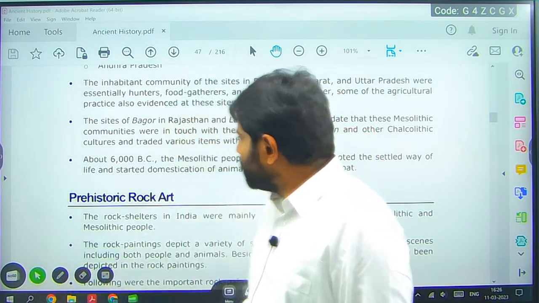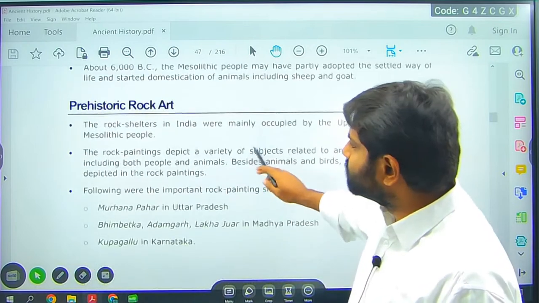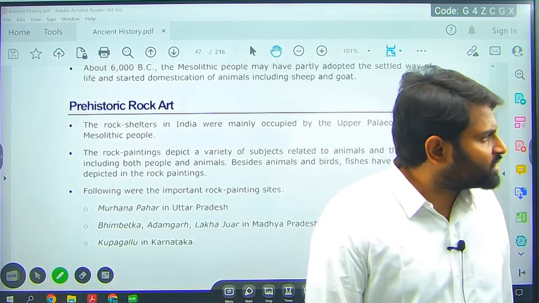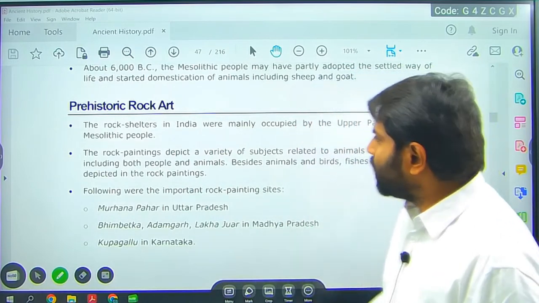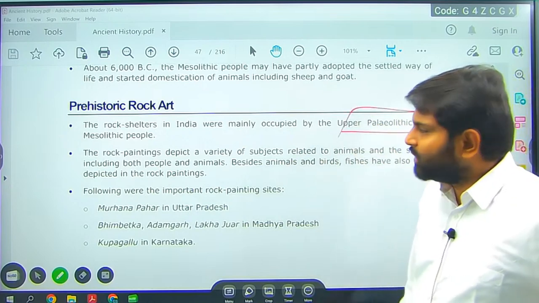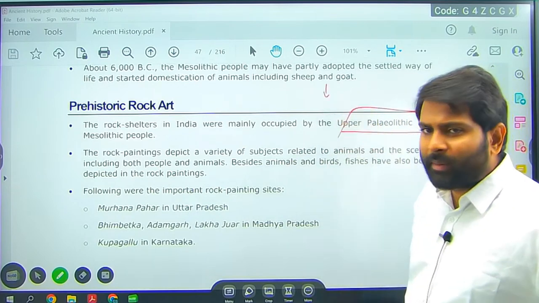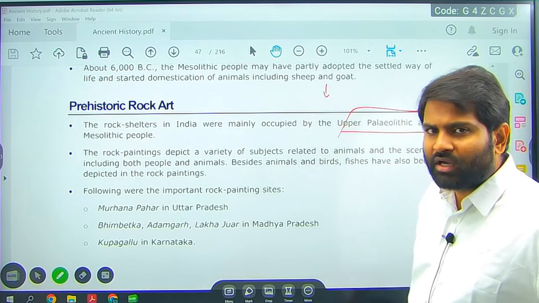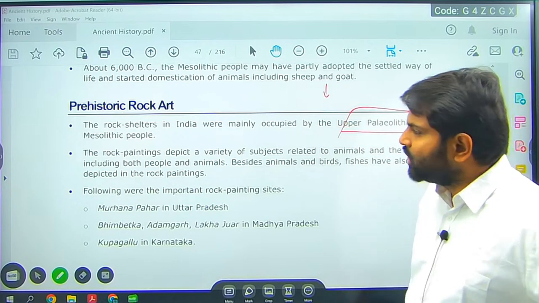Prehistoric rock art. As I said, when we have rock shelters, rock art is very important. Rock shelters in India were mainly occupied by Upper Paleolithic and Mesolithic people. As I said, the end Upper Paleolithic and Mesolithic time period is where this prehistoric rock art survived. Bhimbetka is one such important example.